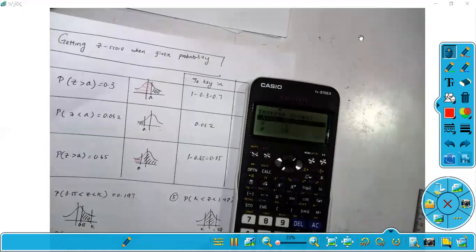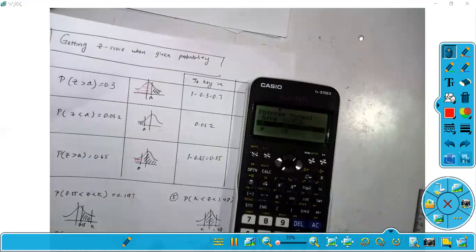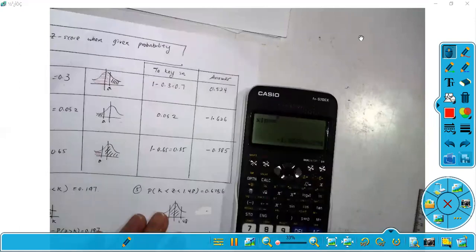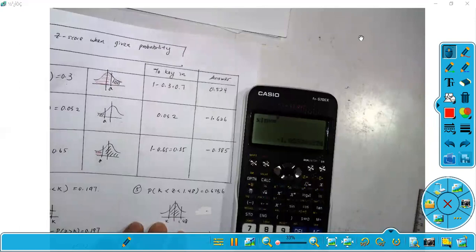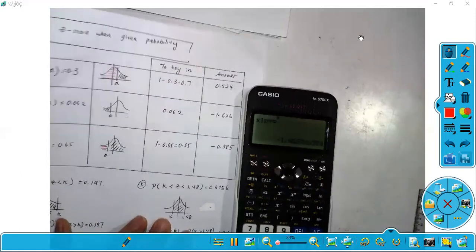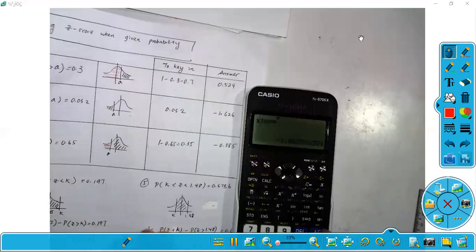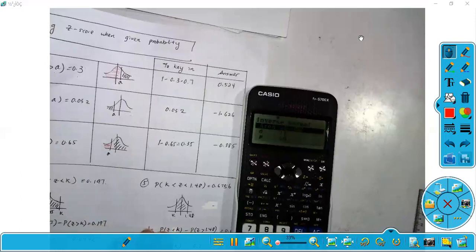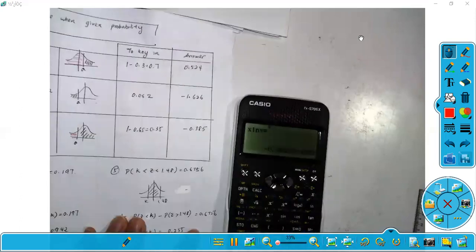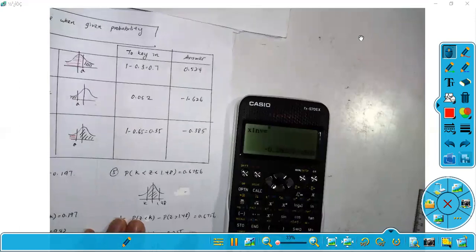Then we check the second one. The area is 0.052. Just press enter. The answer is negative 1.626. The calculator automatically gives us the negative if the value should be negative. Then for the last pattern, since there are just 3 patterns, I check everything. For the third pattern, we key in 0.35. The answer is negative 0.385, which tallies.